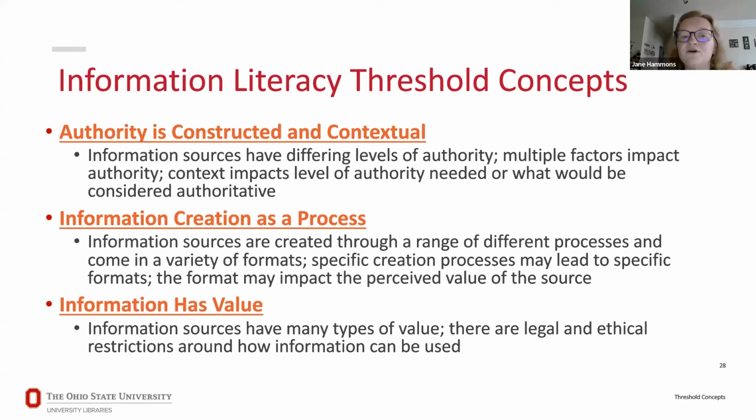Right? The third is information has value. So this is a recognition that information has many different types of value, right? When this was really first proposed as a concept, it was information is a commodity, if that helps you think about this as well, right? So because information has value, many different types of value, there are many legal and ethical guidelines around how information can or should be used and shared.